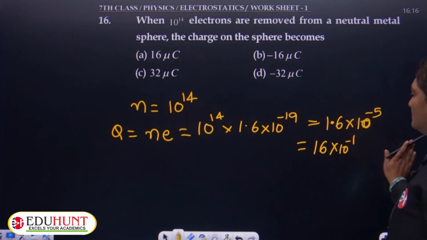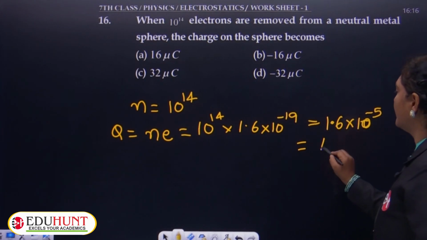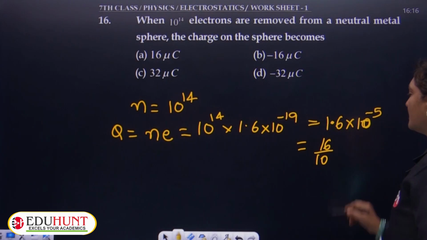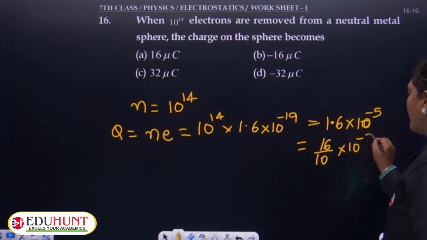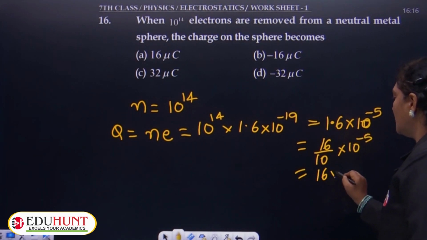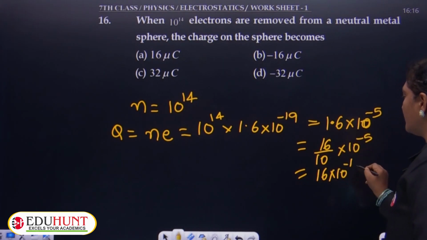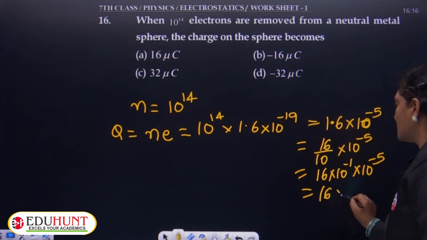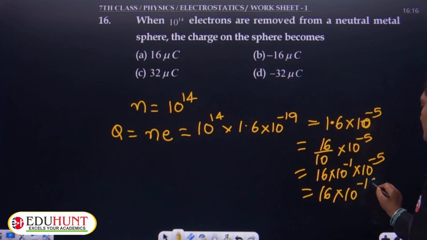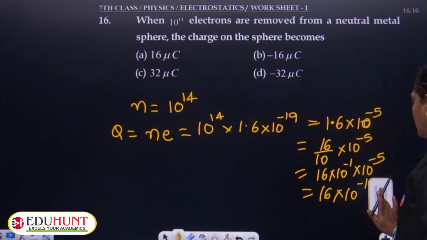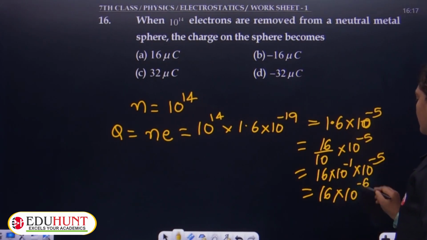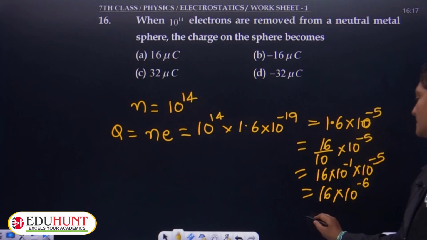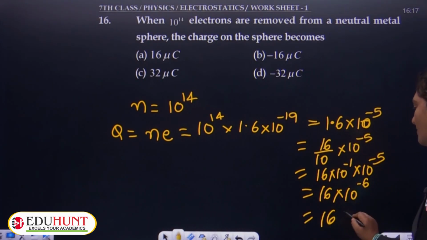Or else I'll write it as 16 by 10, which is nothing but 1.6 into 10 power minus 5, or 16 into 10 power minus 1 into 10 power minus 5. Hence, it is equal to 16 into 10 power minus 6, since minus 5 minus 1 is minus 6. So 16 into 10 power minus 6 can be written as microcoulomb. So, what is the charge?